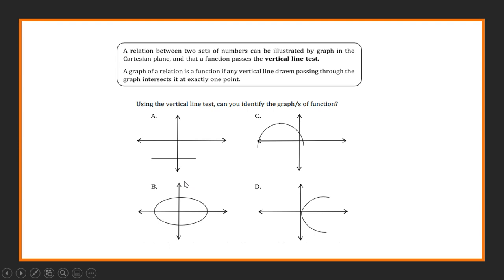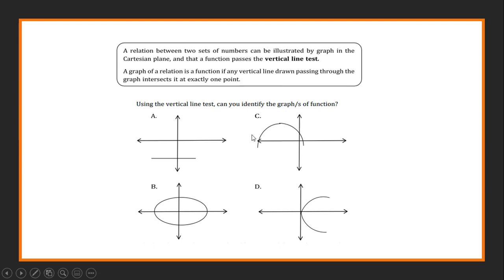So a relation between two sets of numbers can be illustrated by a graph in the Cartesian plane. And a function passes the vertical line test. So paano naman kung graph yung given? Paano mo malalaman na function ito? So simple lang, drawing ka lang ng vertical line. So this is the given graph. So pag nag-draw ba tayo ng vertical line dyan, it intersects only at exactly one point. So same here, this is also a function.